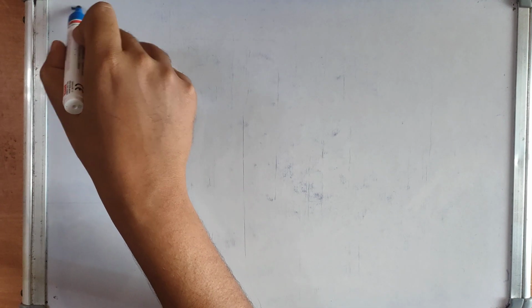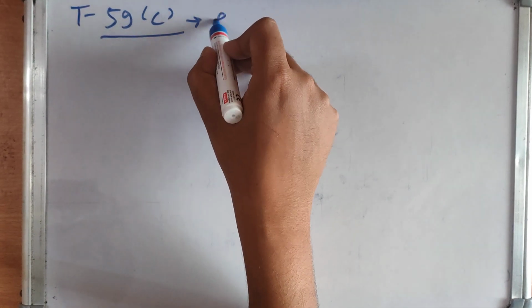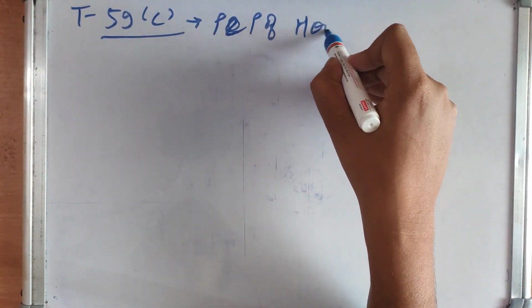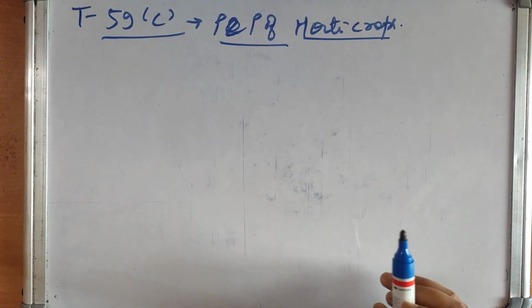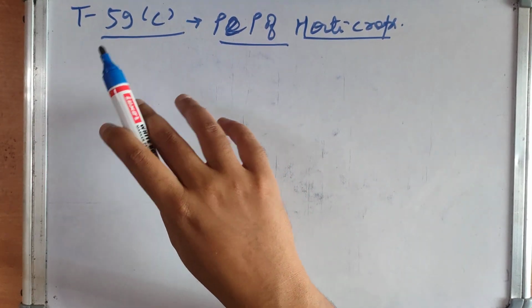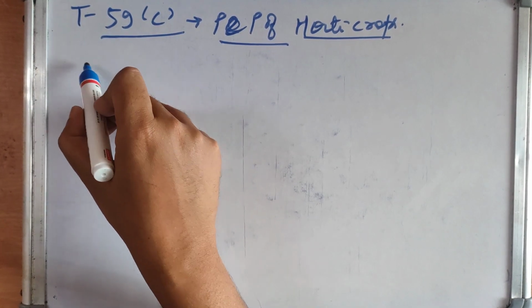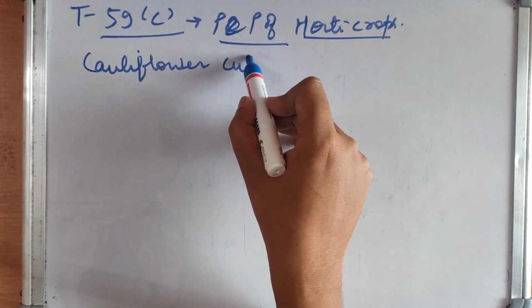So today we are going to do topic 59C, where we are discussing package and practice of various horticultural crops. So the first crop for today, we have already discussed some crops in A and B. Now we will discuss some more crops. So first crop we are going to discuss today is cauliflower cultivation.